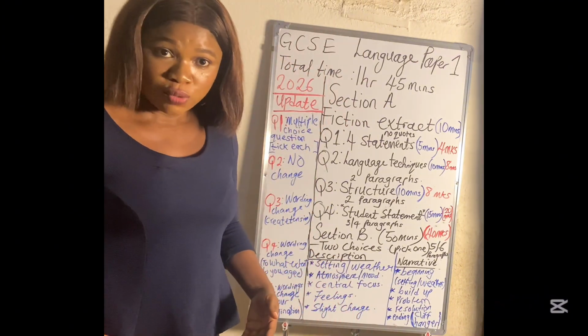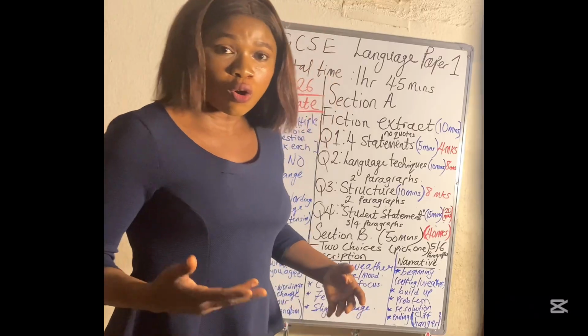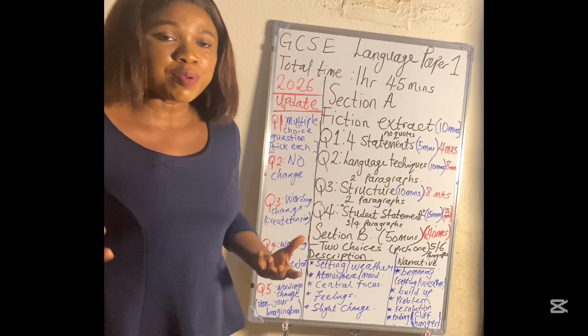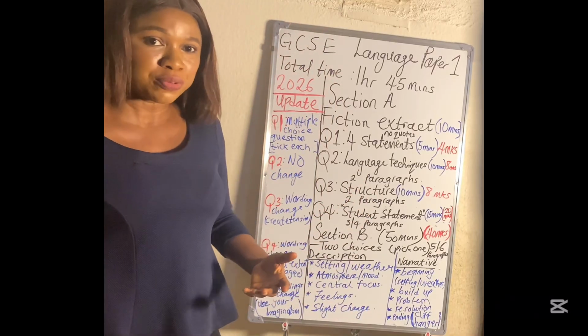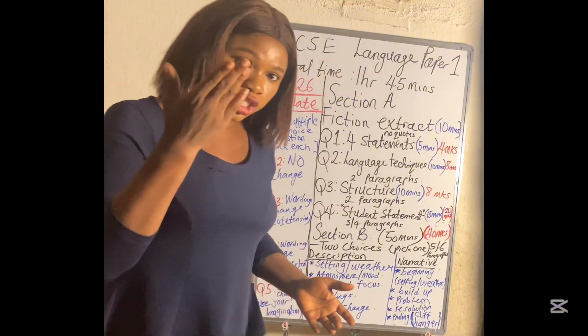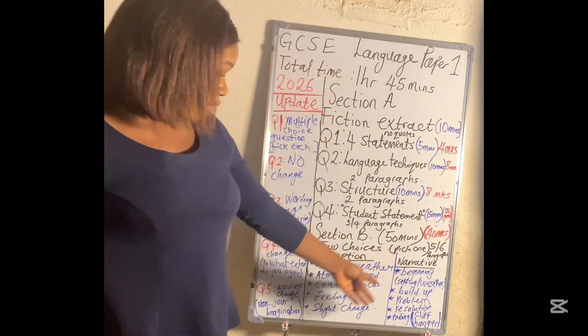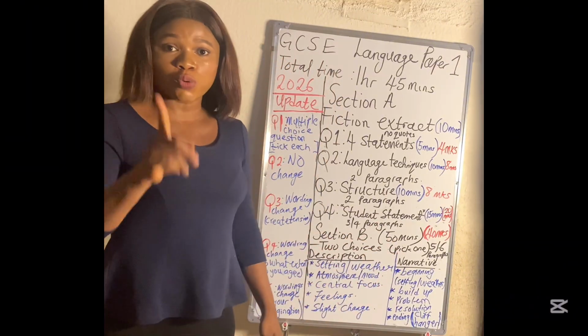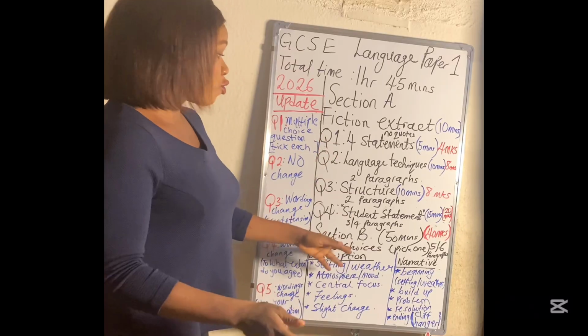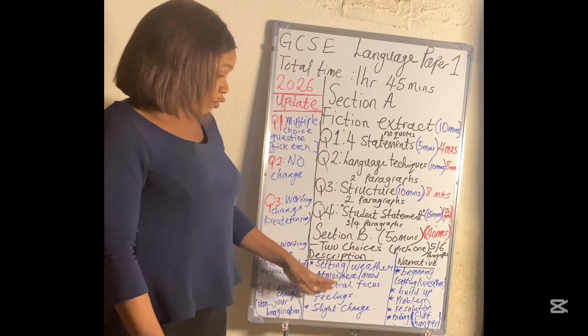Then the resolution, was the problem solved? Was everything fine at the end? Or probably you want to give us a suspense. Probably from that, something changed and something happened and it even became worse. There should be a change in your character or your story. So that is for narrative and descriptive. Two choices, pick one, five to six paragraphs, and you'll be awarded 40 marks for this question.